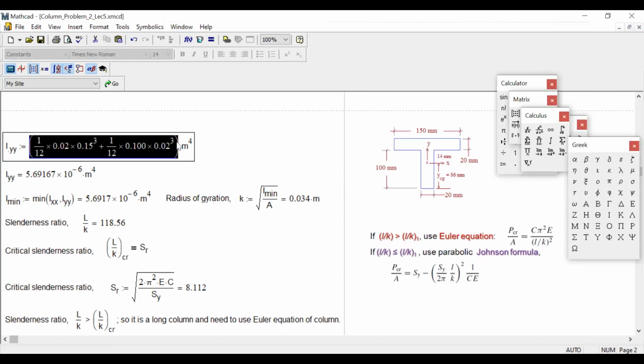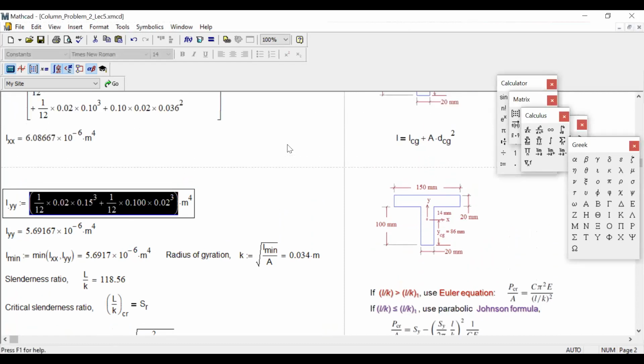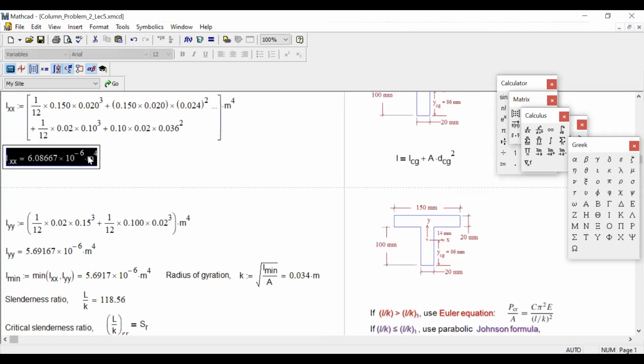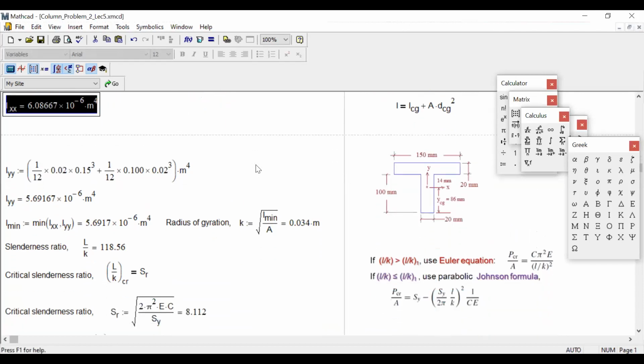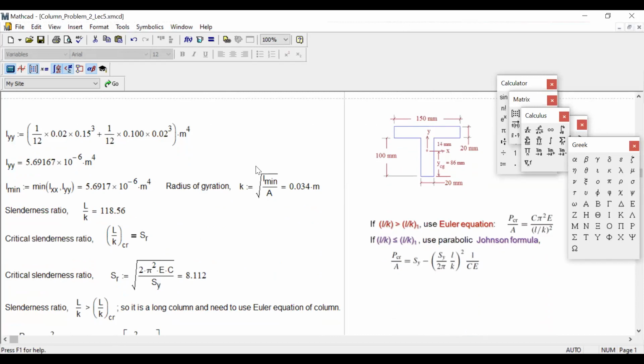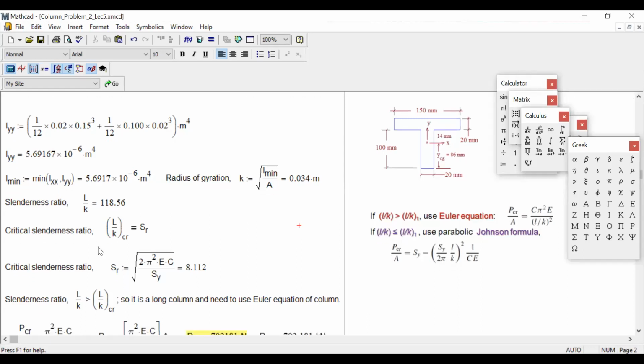So this is my IYY, and this is my IXX. Okay. So then you figure out I minimum equal to this mass. You figure out radius of gyration, I minimum by area. Obviously, it has a unit. It's a radius. Okay. Then you figure out L by K. K value is here. L is 4 meter. You got L by K.